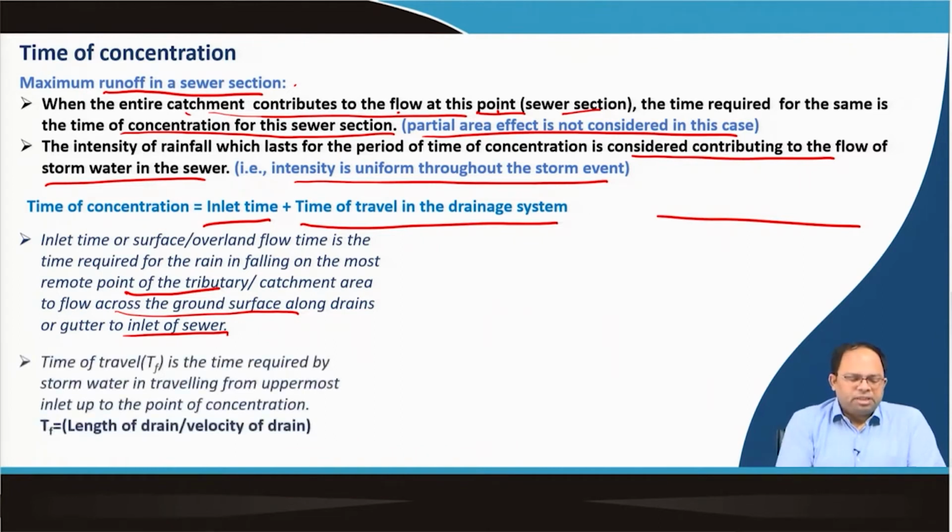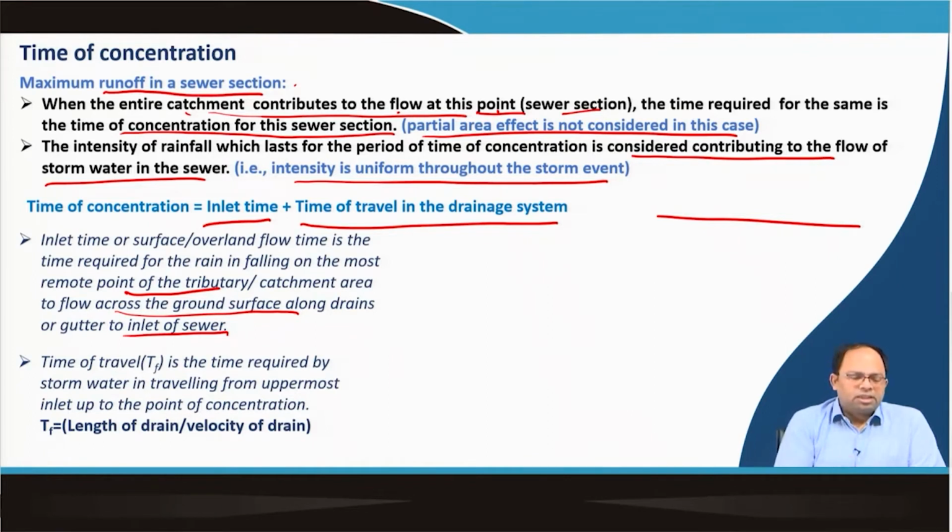The second time is the time of travel, the time required by stormwater in traveling from the uppermost inlet up to the point of concentration. So, that means this is the time taken by the water once it has entered the inlet, then it travels along the sewer line to the section which we are considering now. Each section has to be designed separately. So, time of concentration for each section will vary.